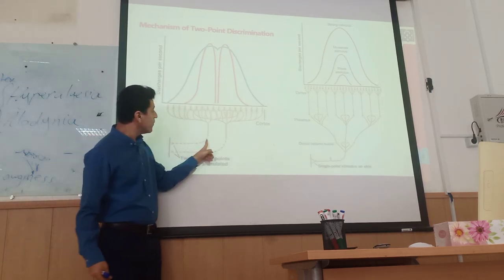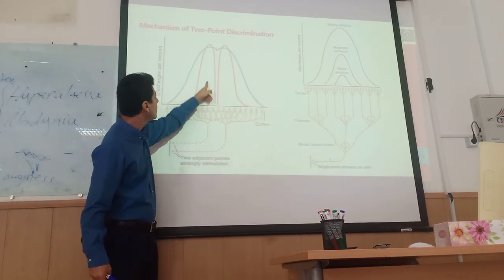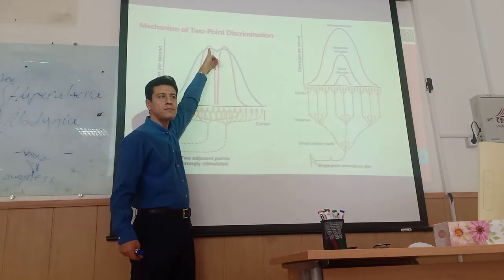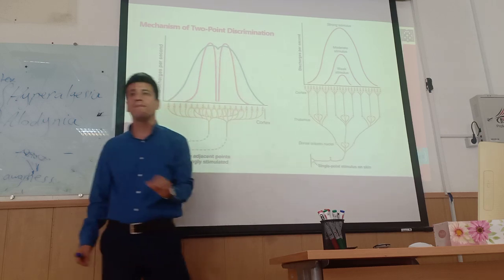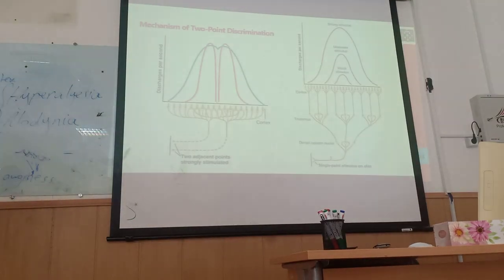But for this neuron, the center of activity is here. For this neuron, the center of activity is here. Focus on the blue line. It has one peak, or two small peaks that are attached together actually. So the brain is not able to detect these 2 points because only one area in the cortex is activated. So the cortex thinks that only one point was touched.